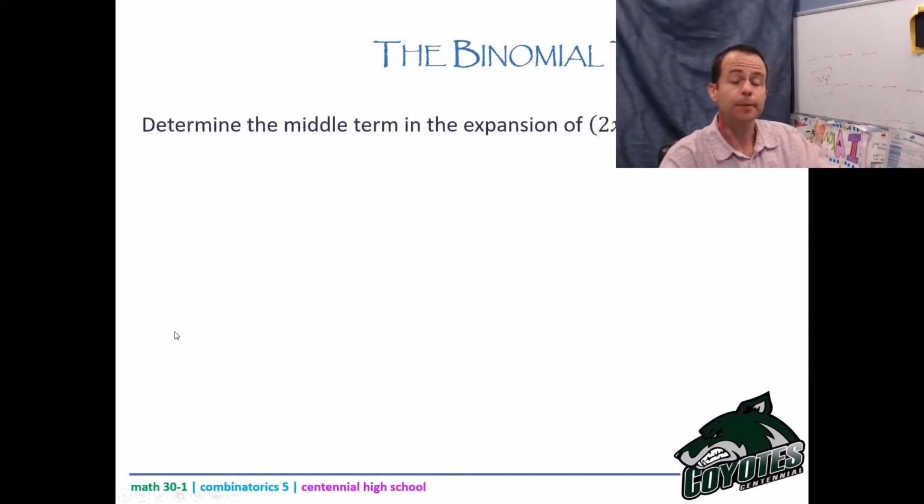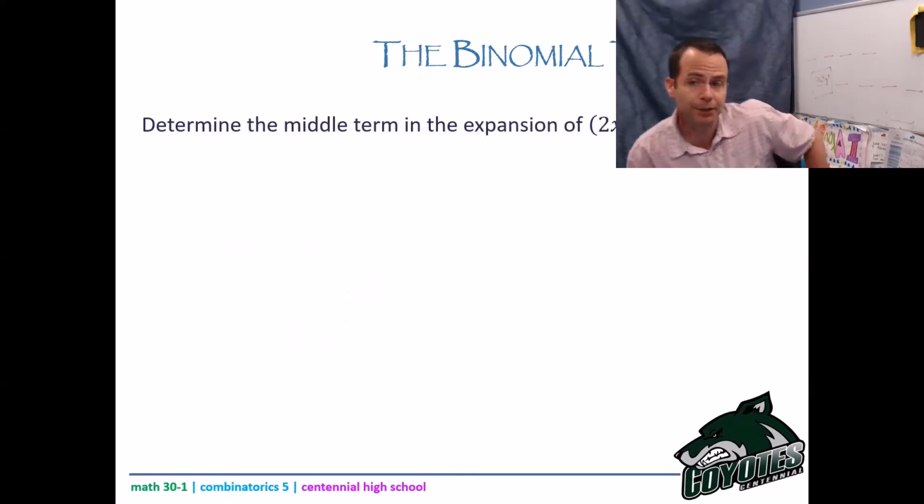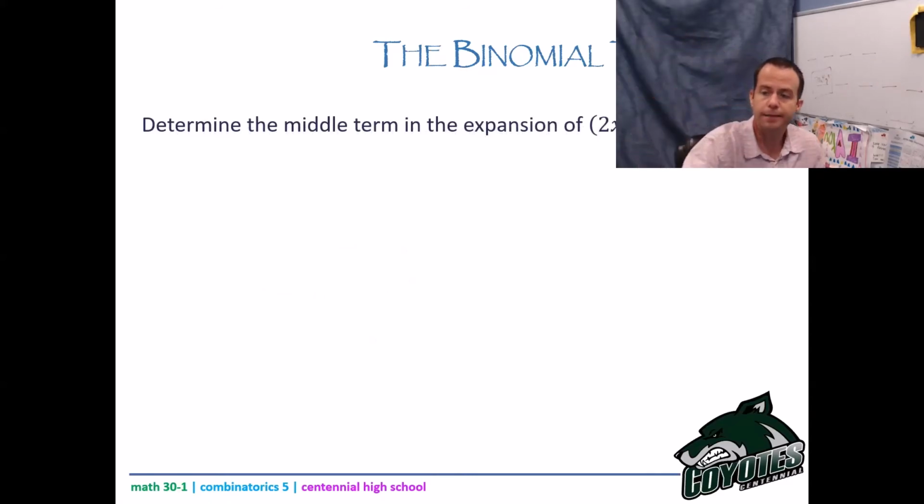Okay, determine the middle term in the expansion of (2x minus 5) to the 6. Now I've done a couple of things to you. First of all, you have to figure out what k is. Second of all, x is not x anymore and y is not y, so you have to be careful of that. X is now 2x because x just meant whatever the first term was, and y is negative 5. Make sure you're taking into account the sign that comes before that number.